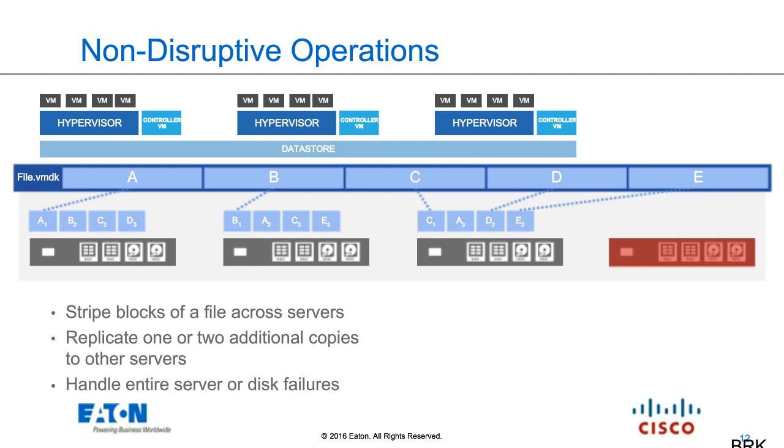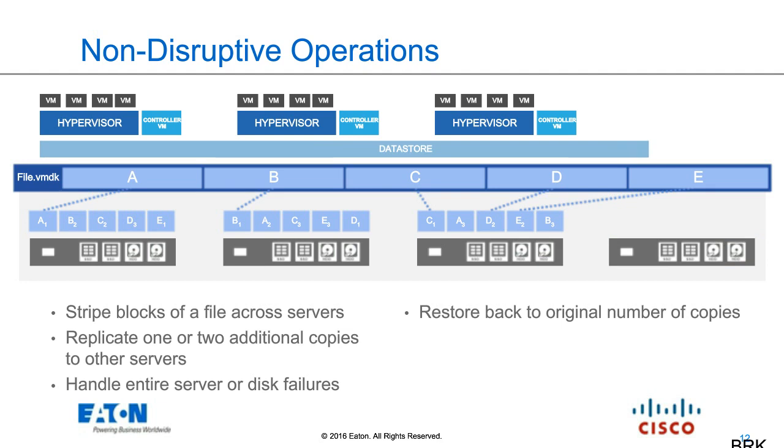And we can handle multiple disk failures. One of the things that we can do within that is we can actually re-replicate the data. If you do lose a server, we can re-replicate the data to restore back to the original number of copies, so you have a cluster that over time will come back to being fully fault tolerant. And then when you repair that, again, the data gets redistributed back and becomes rebalanced.